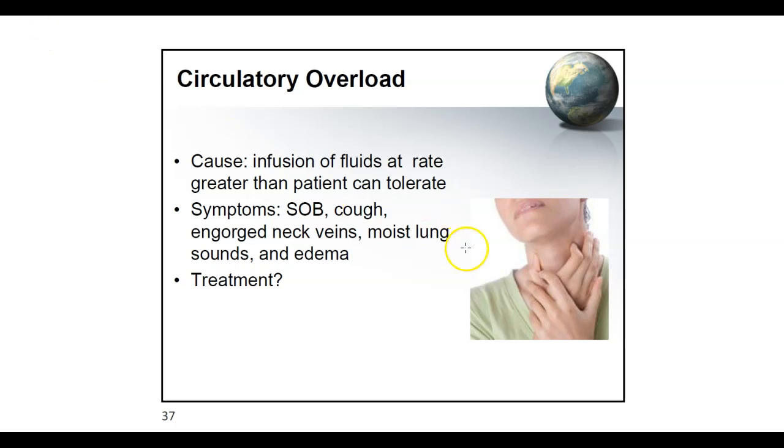So what are the treatments? Obviously, you have to stop that infusion. Make sure you're notifying the provider. And for the most part, they're going to order you to stop or slow down the infusion. And then next, usually, depending on your patient, they may order some diuretics. Very commonly ordered is your furosemide or Lasix. Again, it will depend on your patient, but that's a common thing that you will see in the clinical setting when a patient starts having circulatory overload.